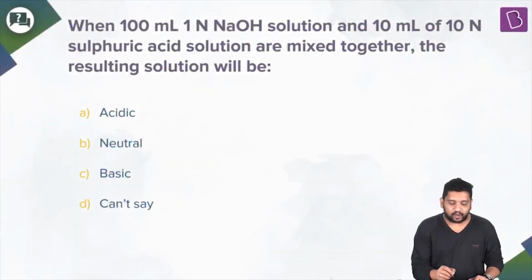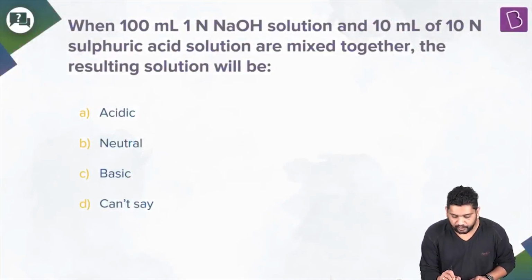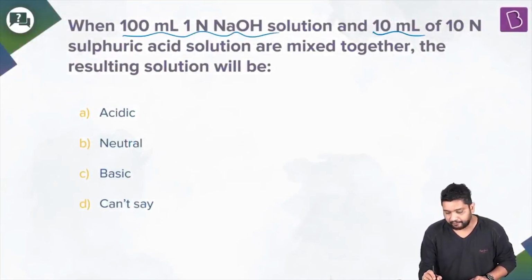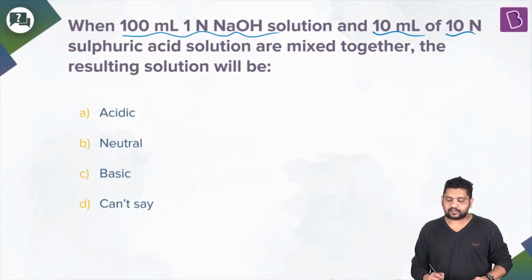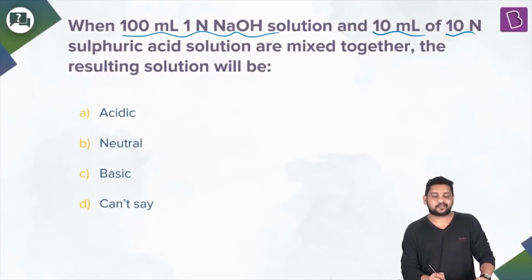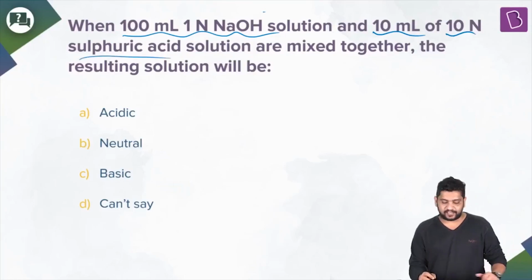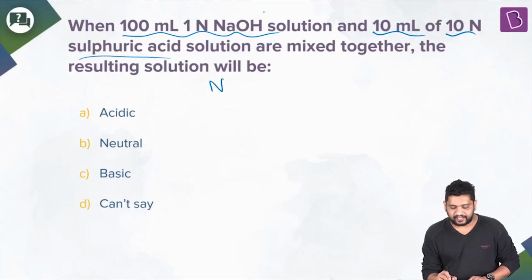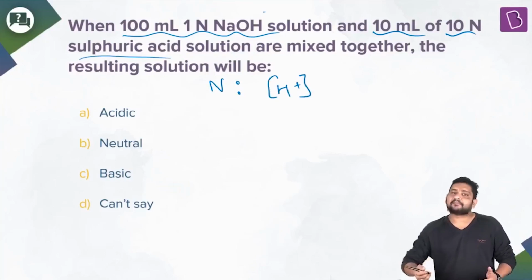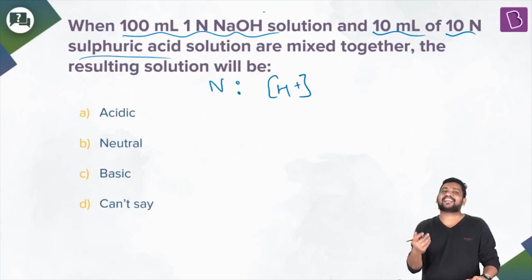When 100 ml of 1 normal NaOH solution and 10 ml of 10 normal sulfuric acid solution are mixed together, the resulting solution will be, right? So what do we have? We have OH minus and we have H plus, right? NaOH is furnishing OH minus, and as far as H2SO4, sulfuric acid, is concerned, it is giving us H plus. For an acid, normality is the same as the concentration of H plus in molar, right? Basically, normality is molarity into n factor.